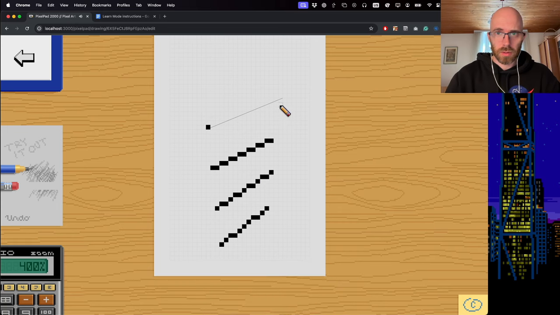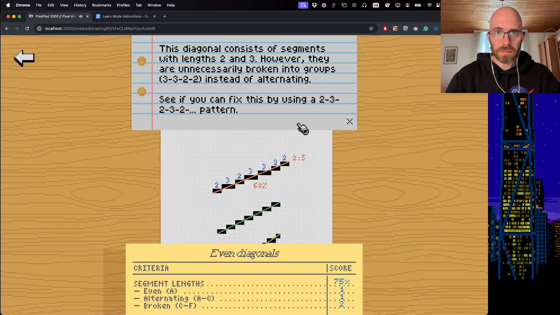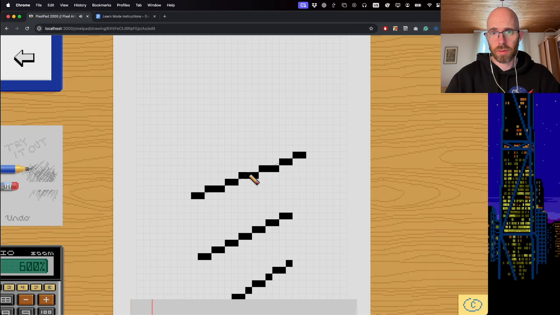So we will also draw this line here. And you can see that if I just use this default Bresenham drawing algorithm, it'll give us a diagonal that has 2 and 3 segments. However, they are unnecessarily broken into groups, because look here, we have 3-3 and 2-2. So instead of nicely alternating, you just created this little bump here. And let's see if we can fix it by using the 2-3, 2-3.